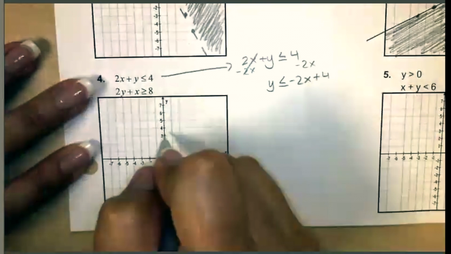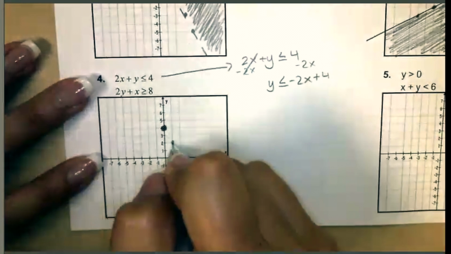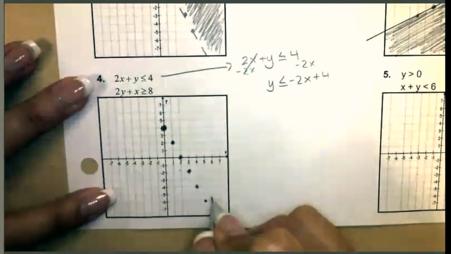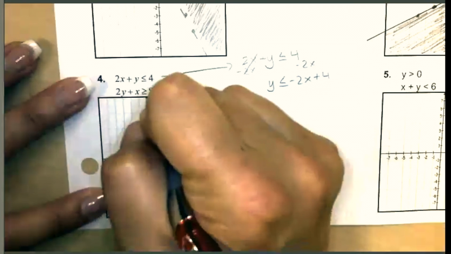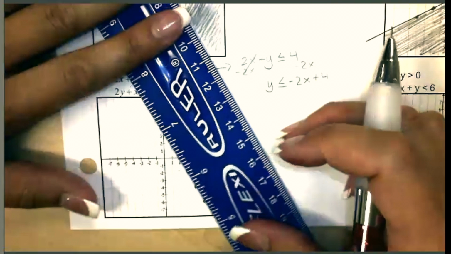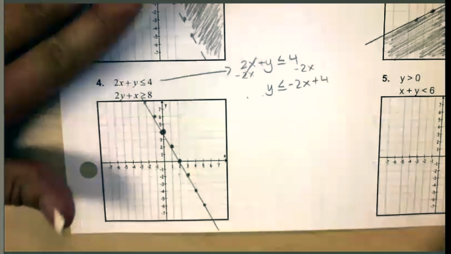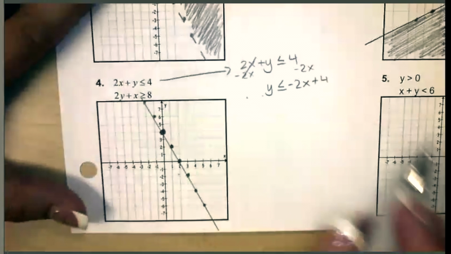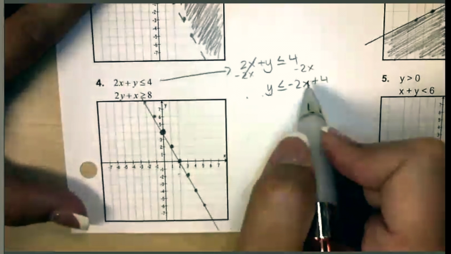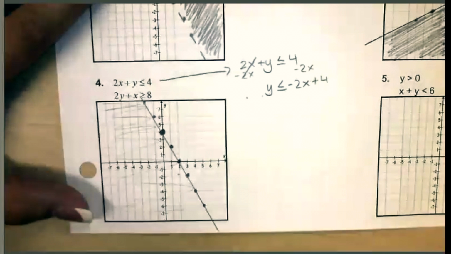I go up to 4, and then I use my slope of -2 to go down 2 and to the right 1. Again, we have a solid line because there is an equal sign there, so we would want to make a solid line through these. The y is on the closed side, so we're going to want to shade below because y is smaller than this here. We would want to shade below this. So far we've got that part right there.